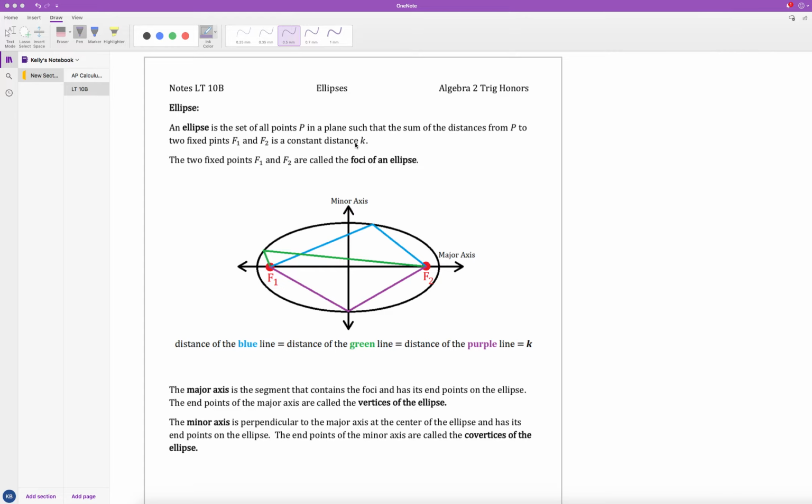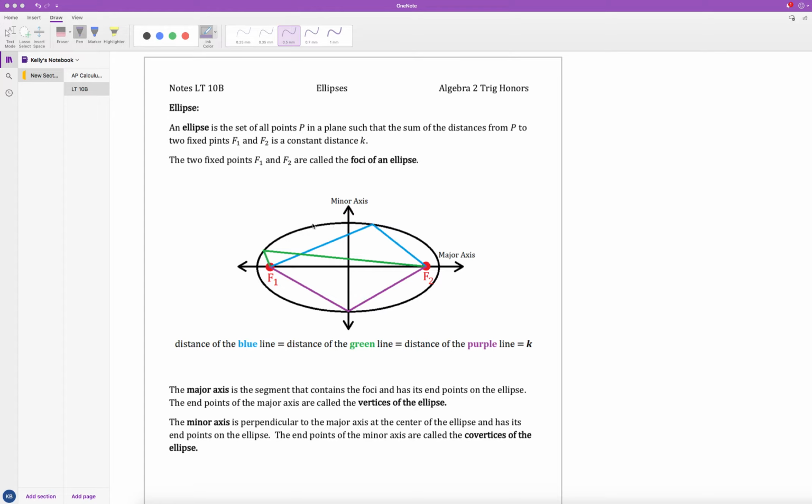A visual way to think about this is to imagine that the blue line right here is a piece of string, taped down on the left side at F1 and taped down on the right side at F2, on my paper. Now if I take a pencil and put it where the two blue lines intersect on the ellipse, I could drag it along here.